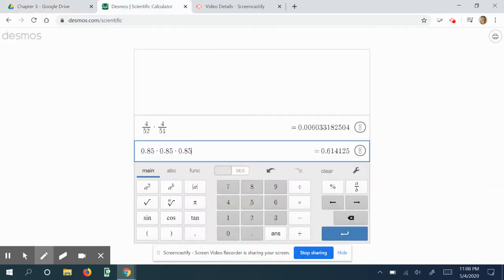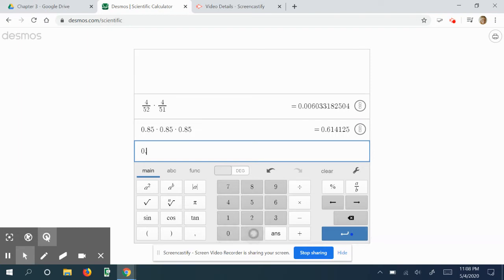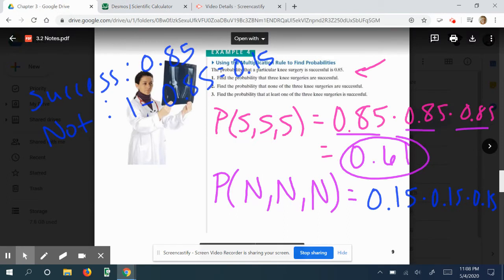And I multiply all those together. And again, I can do this on Desmos. And that's 0.003. So think about that. The probability of once being unsuccessful is 15%, but the probability of having 3 that are not successful in a row is 0.3%. So it's very, very low that they would all not be.